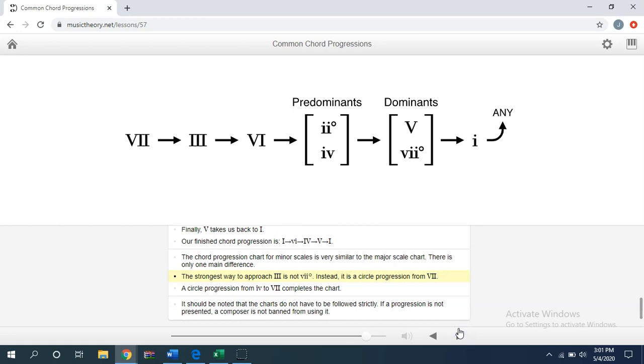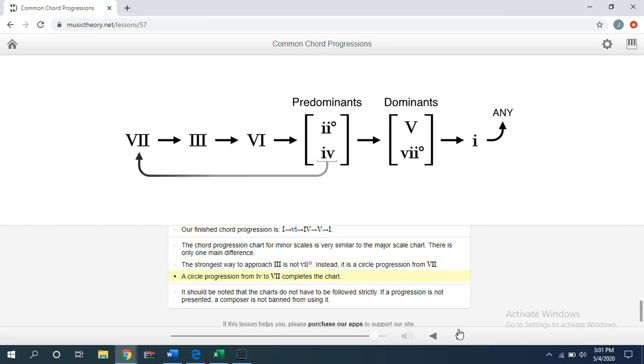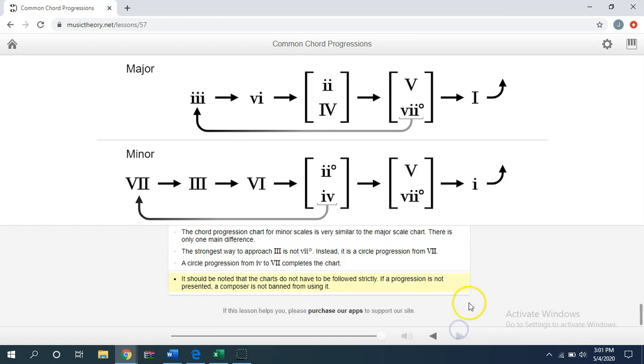So the strongest way to approach a 3 is not a diminished 7 like we talked about before, but instead it's going to be a major 7. And then the minor 4 is going to actually be the end of our chart. It will complete it for us. Okay, so here are the 2 charts. Now, if I were you, I would screenshot this right now so that you have this in your brain, because you're going to need this for your project that you're going to do today, your short assignment. I will get more into that later, but for now, let's move on to the inversion of chords.